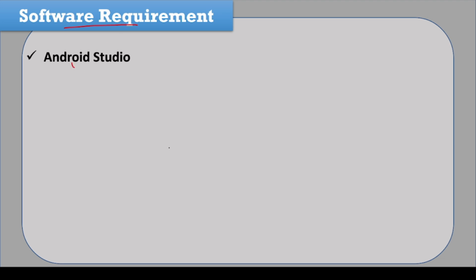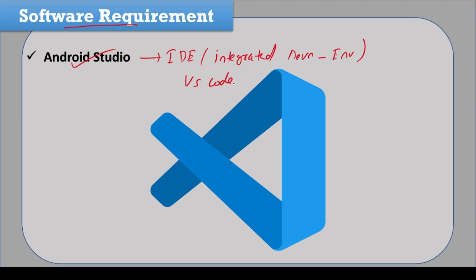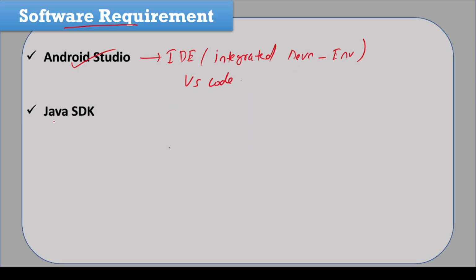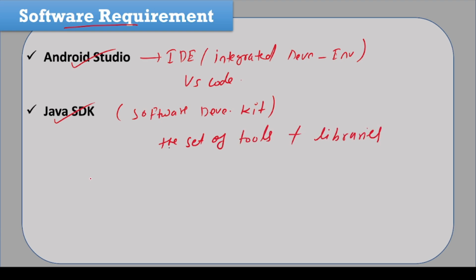The first one is Android Studio for development purposes. We can also call it an IDE, that is, integrated development environment. We can also use VS Code, Visual Studio Code. The next one is Java SDK, Java Software Development Kit. It provides a set of tools plus libraries. We require this software. These are free and open source software. We can just download them from the internet.